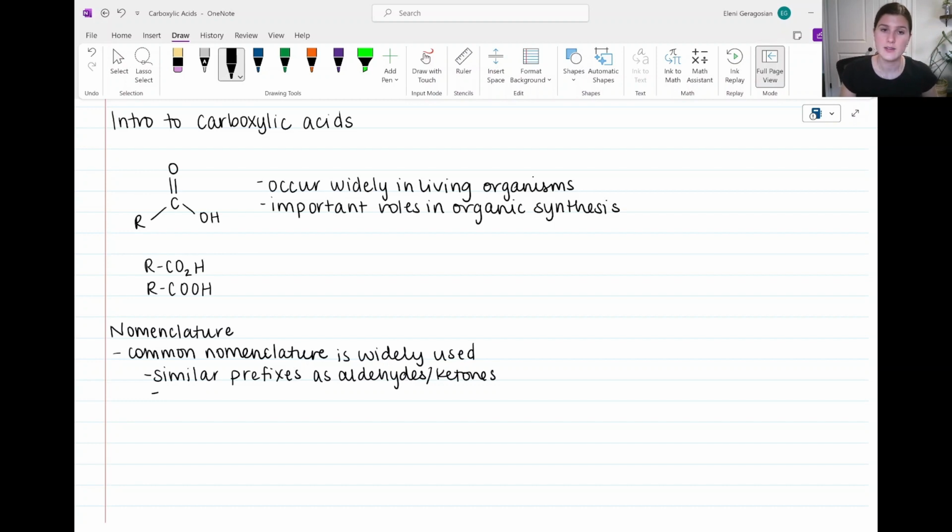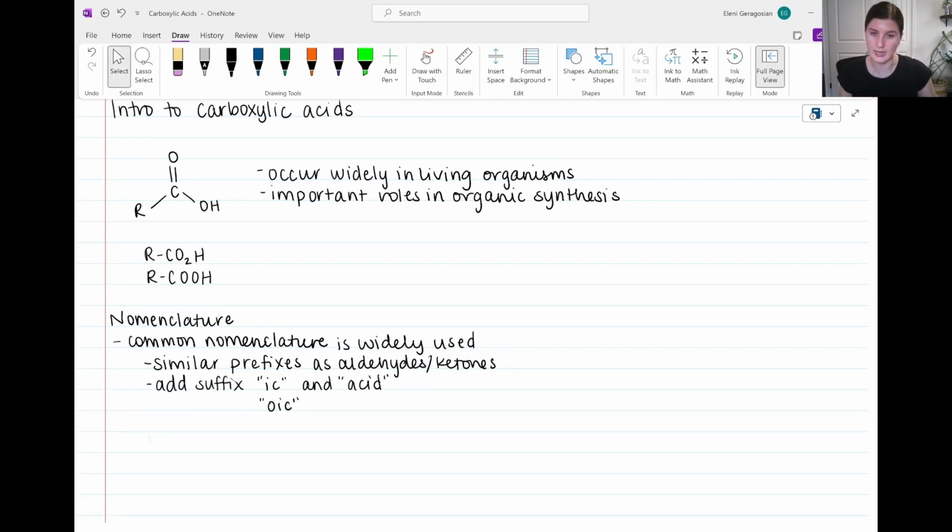And then at the end of the name, so in molecules where carboxylic acids are the priority group, which often they are, they have a high priority in general, the name ends in either ic acid, so IC and then acid, or oic acid, OIC and then acid. So we add suffix ic and acid, in some cases oic, and we'll look at examples of both of these.